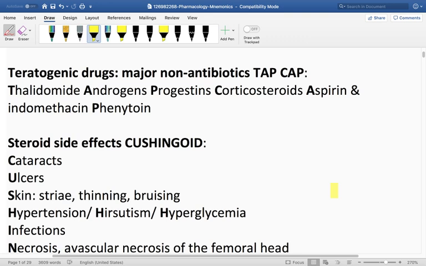Teratogenic drugs, what are the major teratogenic drugs that you need to remember which are not antibiotics? TAP-CAP is a way to know. So, thalidomide, androgens, progestins, corticosteroids, aspirin, indomethacin, phenytoin. We have to invariably mug these facts.